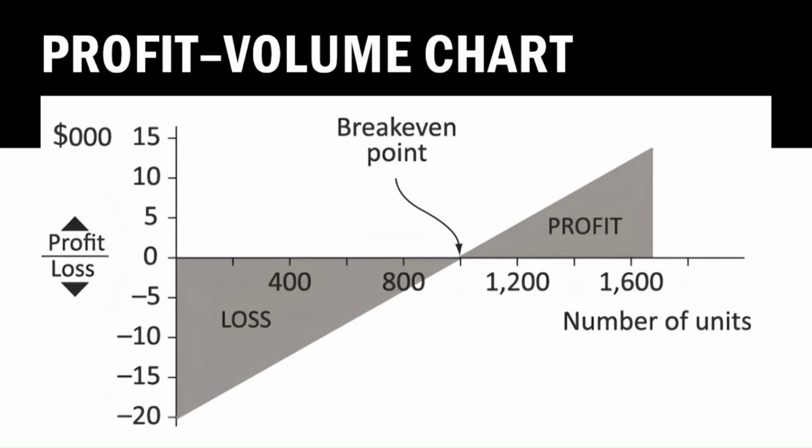At 1,000 units, the line crosses zero, the break-even point. At 1,700 units, profit is $14,000. This chart is powerful because you can instantly see the relationship between sales and profit.